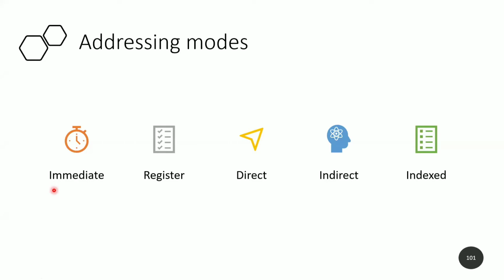So there are a total of 5 addressing modes: immediate addressing mode, register, direct, indirect, and indexed. So what is meant by addressing mode?